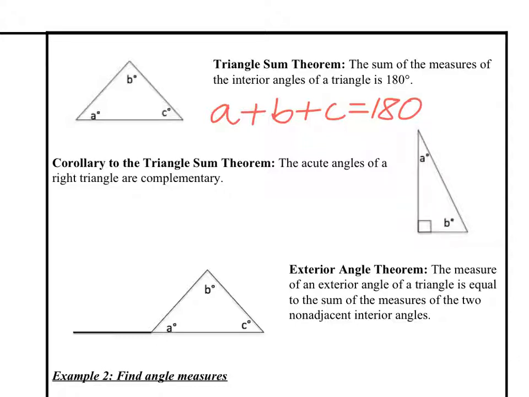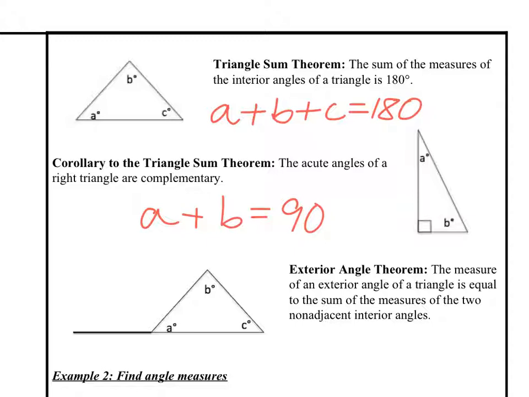A corollary is just something that follows from a theorem. So the corollary to the triangle sum theorem is that the acute angles of a right triangle are complementary. Let's think about why that makes sense. If this is 90, then if you subtract from 180, these two also have to add to 90, so they're complementary. So A plus B would have to be equal to 90, because that other one is already 90. You only have 90 degrees left.